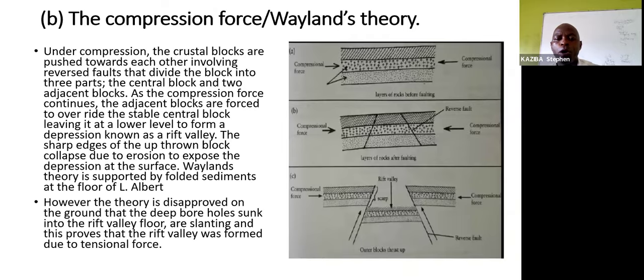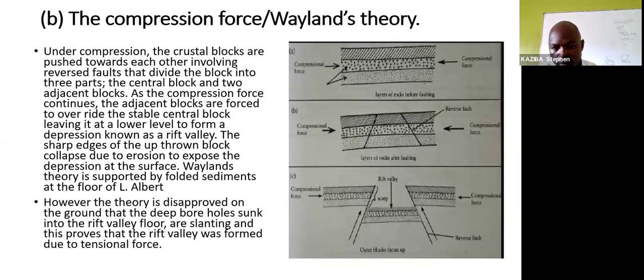Then, of course, that theory has been disapproved on the ground that the deep boreholes sunk into the Rift Valley floor are slanting. And this proves that the Rift Valley was formed due to tensional forces. So they are saying that those people who dug the boreholes found that the Rift Valley floor is slanting. So they criticize this theory, which says that the 2 outer blocks overrode the middle block.